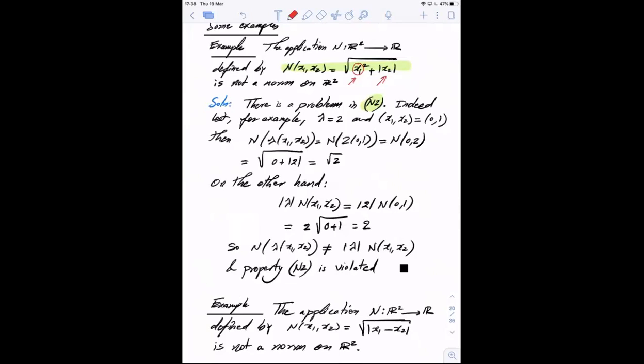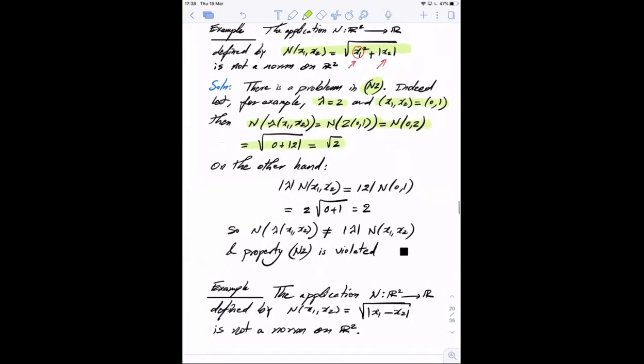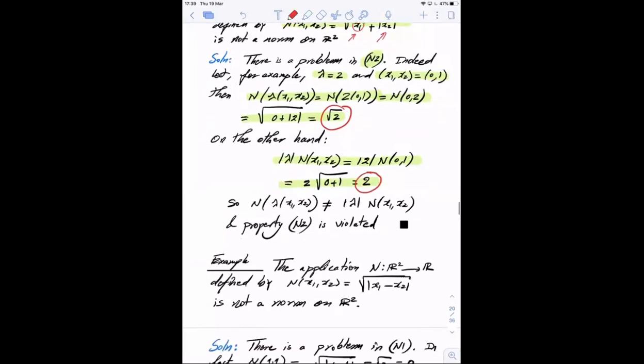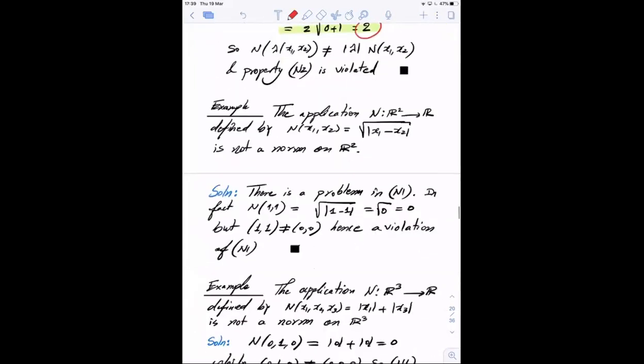Okay, so if I consider, for example, lambda equals 2, and I consider the vector x1, x2 equals 0, 1, then computing n of lambda x is computing n of 2 times the vector 0, 1, which is n of 0, 2, and this gives radical 2. Now, on the other side, if I want to compute absolute value of lambda times n of x1, x2, you get absolute value of 2 times n of 0, 1, and this is 2 times 1, which is 2. So you remark that n of lambda x, which is radical 2, is different from absolute value of lambda n of x1, x2. Since property N2 is not verified for all x1, x2 in R squared, this shows that the above application is not a norm on R squared.